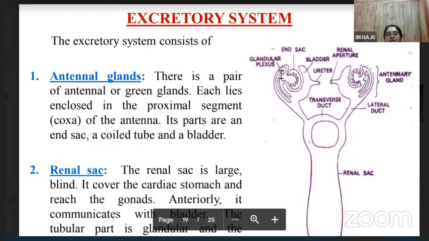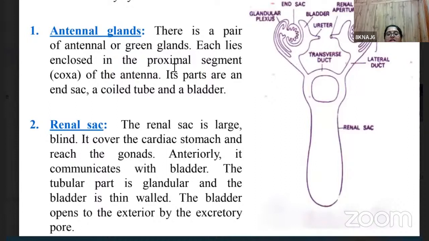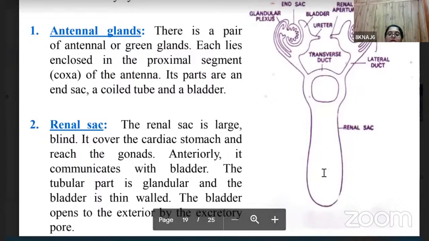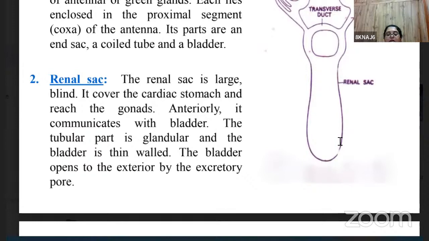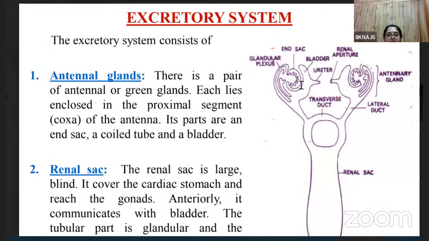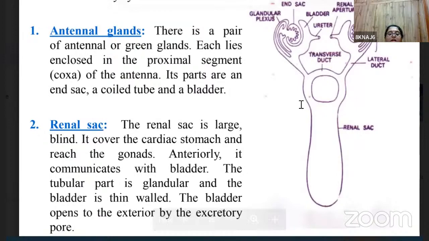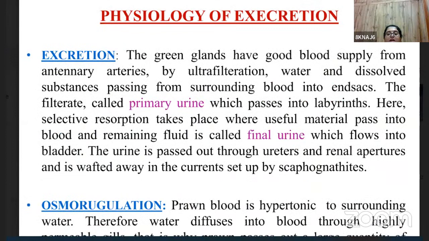There is a pair of antennal or green glands, and each lies in the proximal segment or the coxa of the antenna. It has an end sac, coiled tube, and a bladder. This is the renal sac, which is large, blind, covers the cardiac stomach, and reaches the gonad. Anteriorly, it communicates with the bladder. Then the tubular part is glandular, and the bladder wall is thin. The bladder is thin-walled and opens to the exterior by the excretory pore. Green glands have a good blood supply from the antennary arteries.